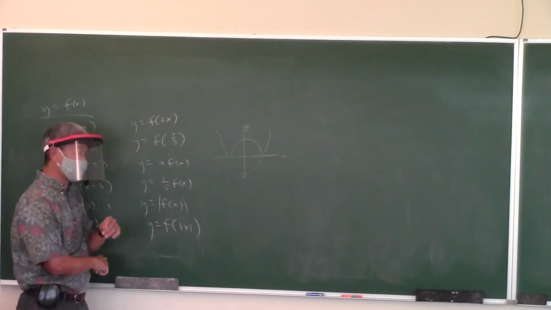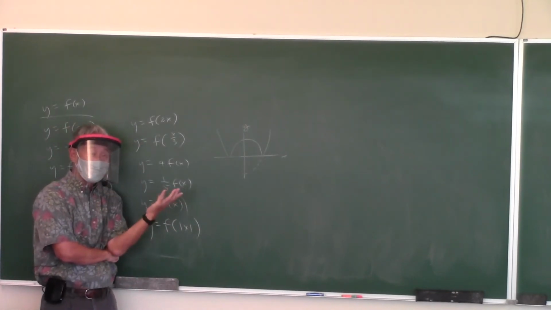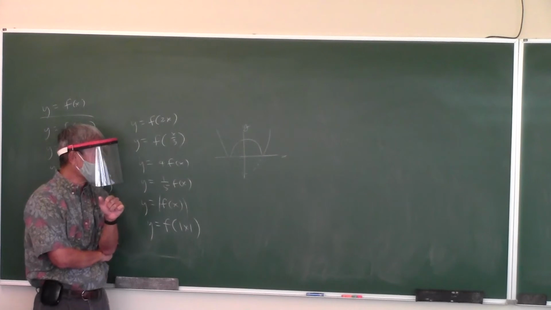Okay, but what happens when you put absolute value only on the x, not the whole thing, only on the x? What does that do?